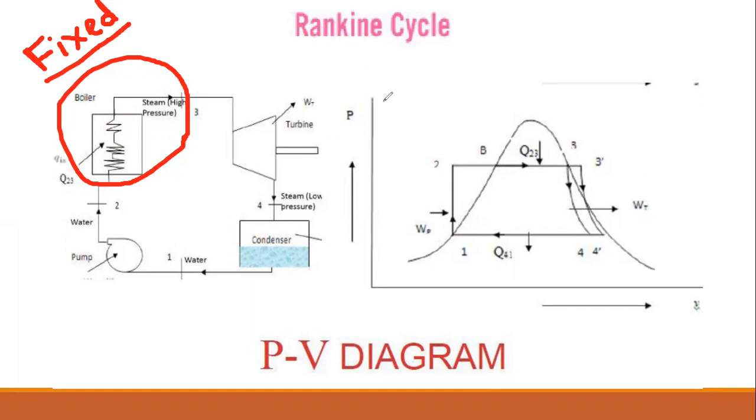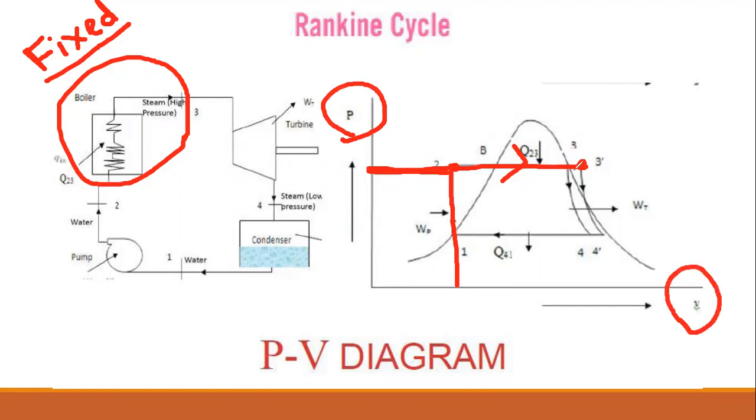So you can see from 2 to 3 there is no pressure change. The pressure is fixed from 2 to 3. But because we take pressure on the y-axis and volume on the x-axis, you can see the volume is increased, while the pressure is fixed in the boiler. So this is the condition of the boiler.